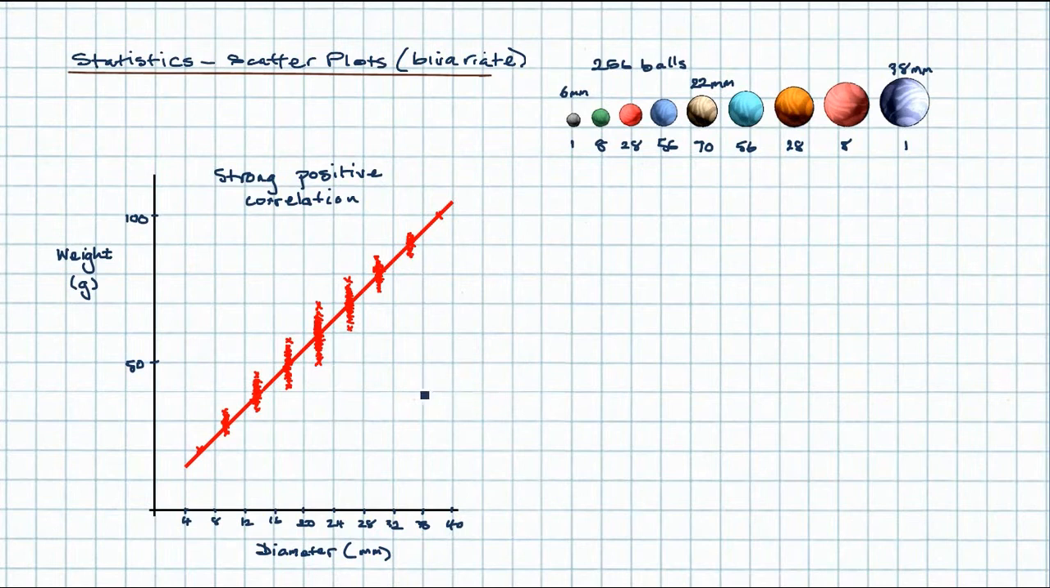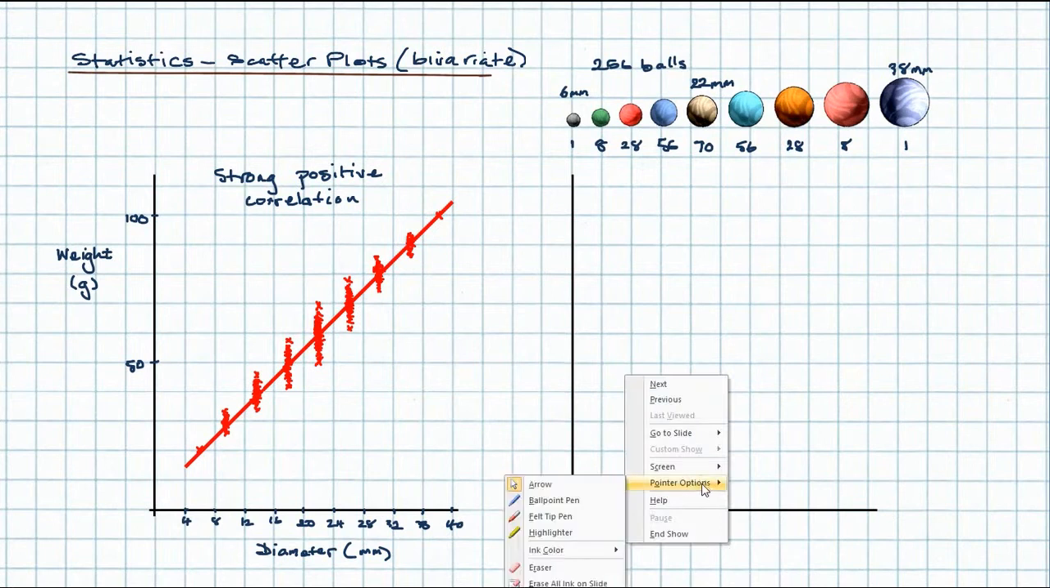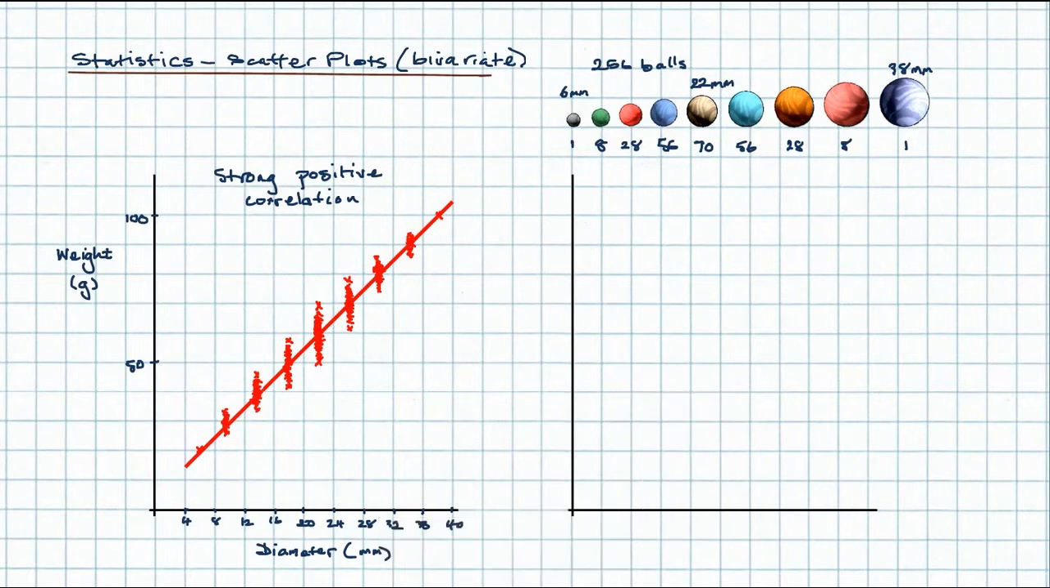Now what we want to do is compare that with a negative correlation and something a bit weaker than this, so you can see the difference. So we're going to look now for a weak negative correlation. Okay, so let's draw another set of axes. And this time what I'm going to do is compare the diameter, just as we had before, with bounce.